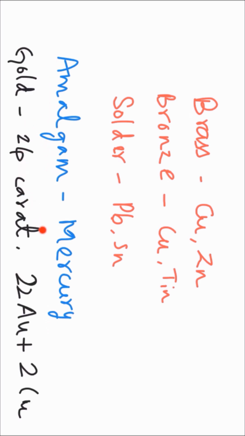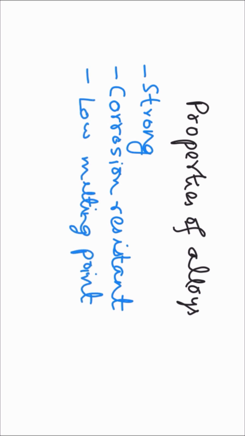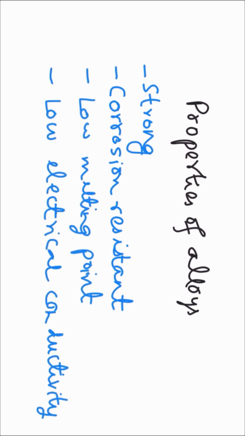Pure gold is 24 carats, which is very soft, and that's the reason for adding copper to it. That is, 2 parts of copper to 22 parts of gold in the making of jewelry. Properties of alloys include that it is stronger than the original metal, it is corrosion resistant, it has a lower melting point, and it also has low electrical conductivity.